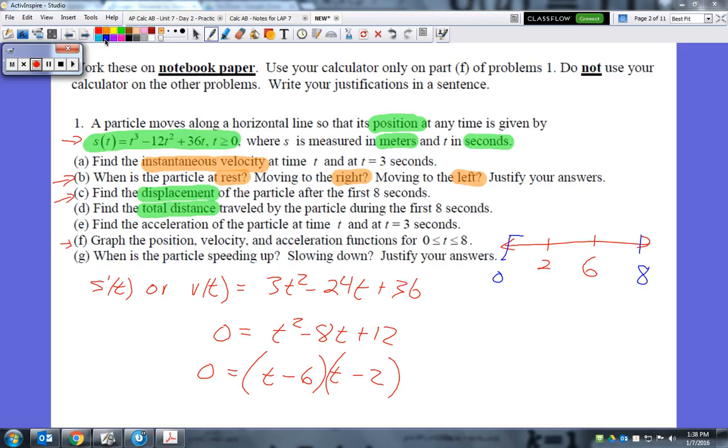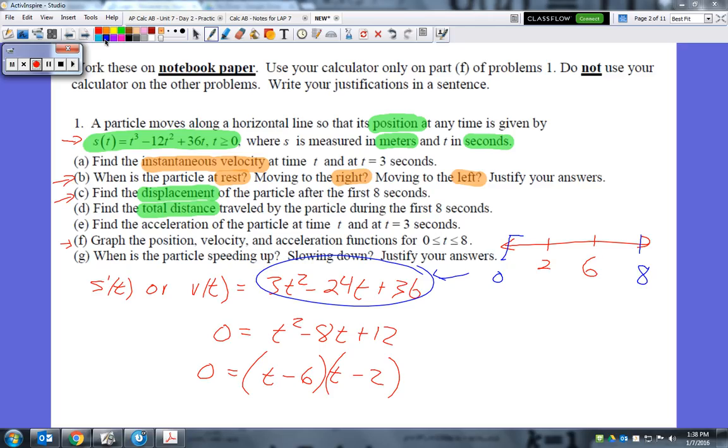Okay? So if I wanted to do the particle at rest, when's a particle at rest? Anybody? 2 and 6. That's the only time when it's equal to 0. True or false? True, because if I put in 0 right now, what's the velocity when time is 0? 36 meters per second. Because I would put 0 into this velocity function. Okay? Alright, so let's keep going.